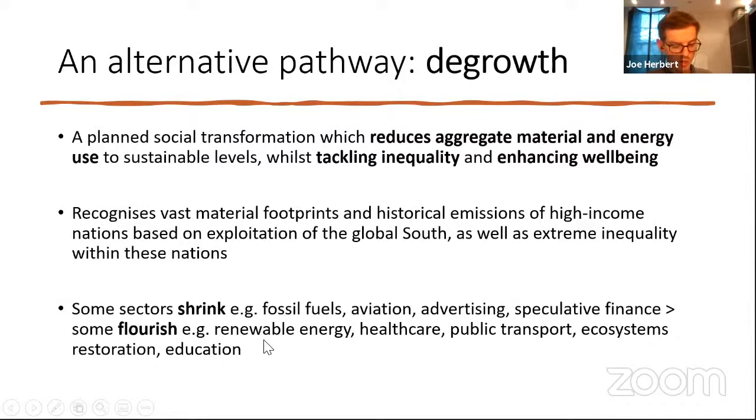So a key point then is that degrowth is not just about less in a blanket sense, less for everyone, less in all sectors. It's contextually dependent, right? So degrowth is focused on these high income nations, and within that, it's focused specifically on corporations and the highest contributors to ecological degradation. But it's also focused contextually in terms of the different sectors that it wants to see shrink or flourish, respectively.